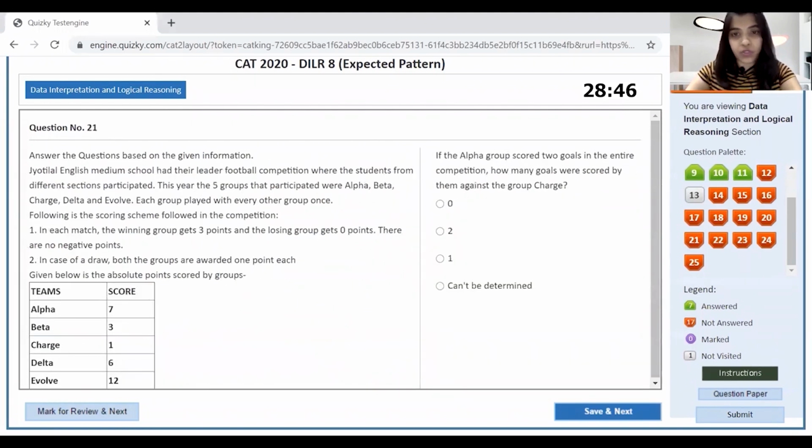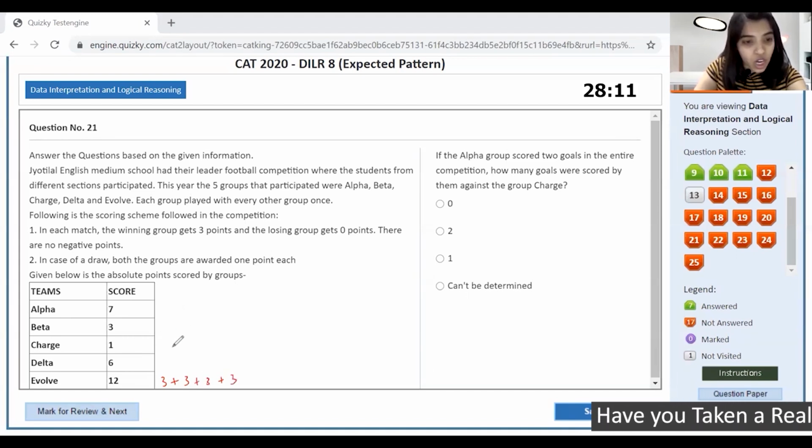All right, let's do this one first. So they're talking about 5 groups who participated in some tournament. Each group played with every other group once. So there's 5 groups. Every group played 4 other matches, right? Winning gets 3 points, losing gets 0 points, no negative points, and a draw gets you 1 point each, right? So we can have an idea of what was the scoring pattern for these teams, right? So one is 12. Now 3 points for winning a match, and there are 4 matches. So this is maximum, which means it's 3 plus 3 plus 3 plus 3 in all 4 matches.